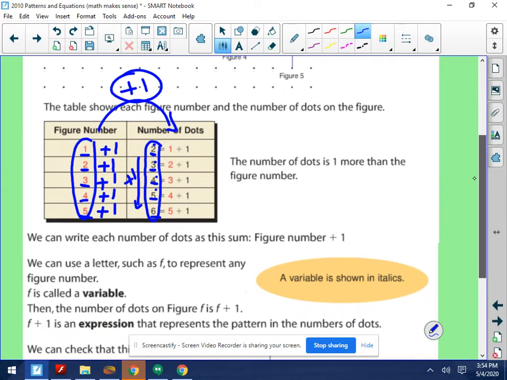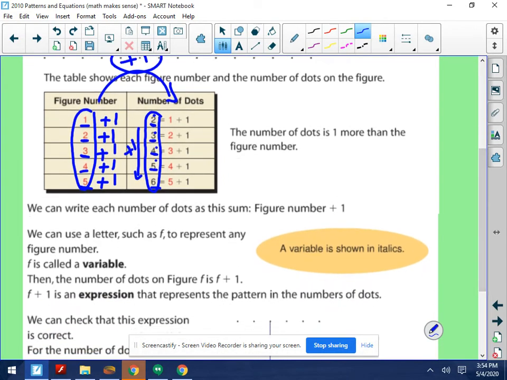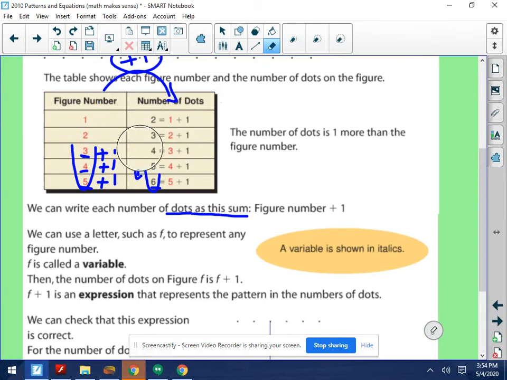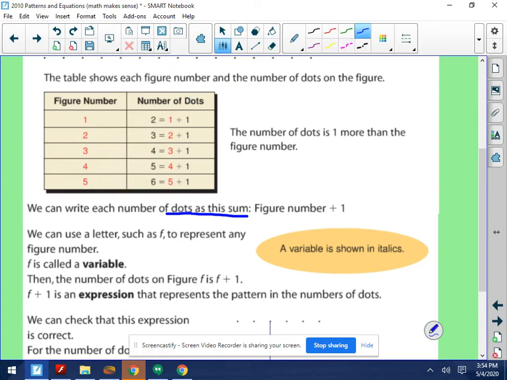Now let's talk about how we can use a variable. Below that it says we can write each number of dots as this sum. In other words, we can come up with how many dots there are. We can say, well, to find out how many dots, we have to take the figure number, right, and apply that relationship, +1.